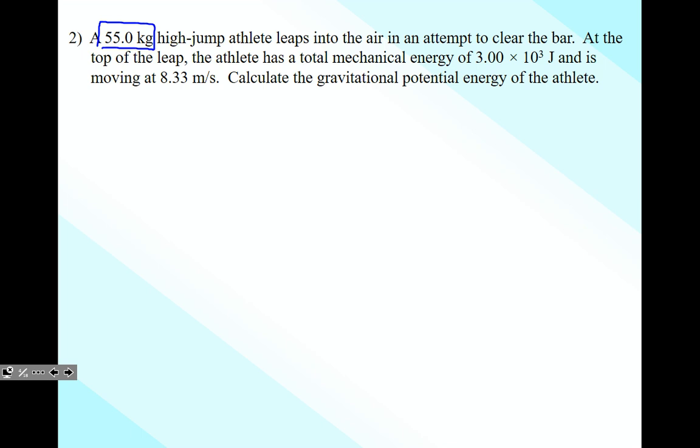So the athlete attempts to clear the bar. At the top of the leap, the athlete has a total mechanical energy of 3.00 times 10 to the power 3 joules and is moving at 8.33 meters per second. What we need to do is calculate the gravitational potential energy of the athlete.